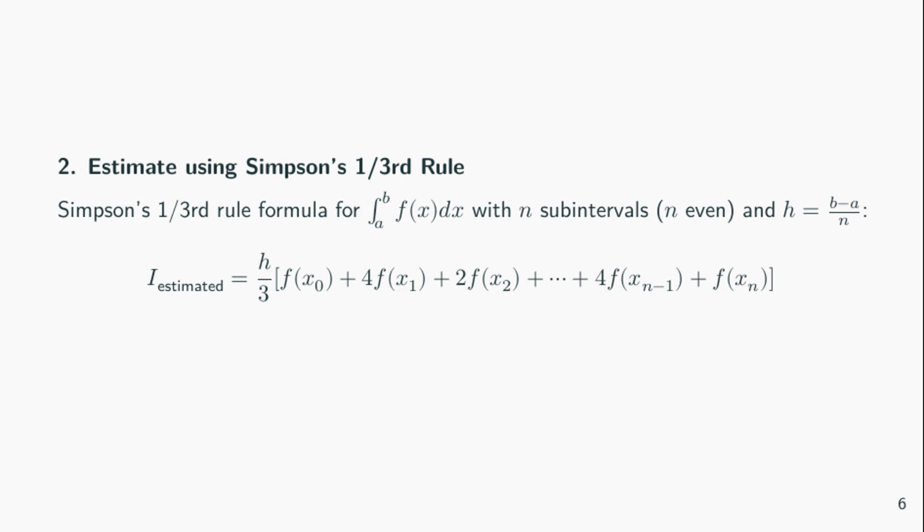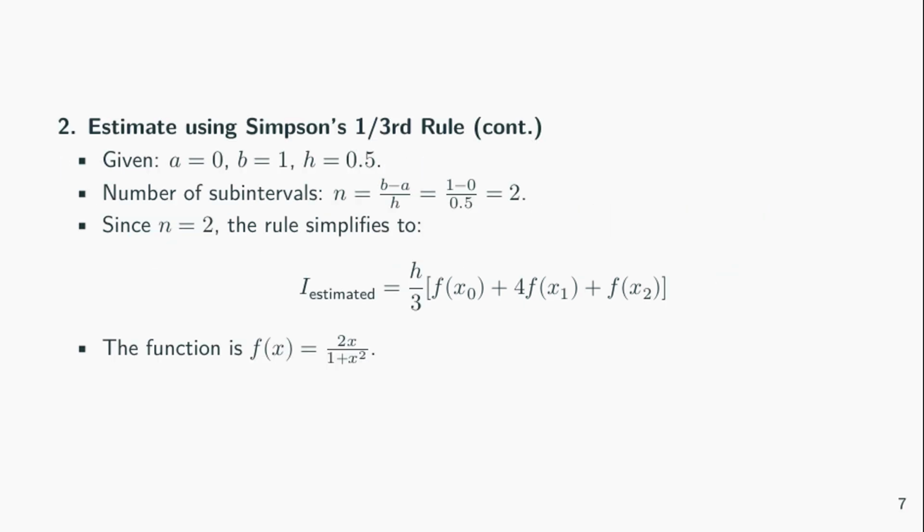Okay, now for the estimation part using Simpson's 1/3 rule. The general formula for estimating the integral from a to b of f(x) dx using this rule with n subintervals, where n must be even and a step size h equal to the quantity b minus a divided by n, looks like this. I estimated is h over 3 times the quantity f of x0 plus 4 times f of x1 plus 2 times f of x2. And this pattern continues, alternating the coefficients 4 and 2, until the sum ends with plus f of xn.